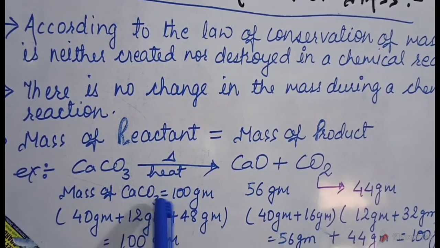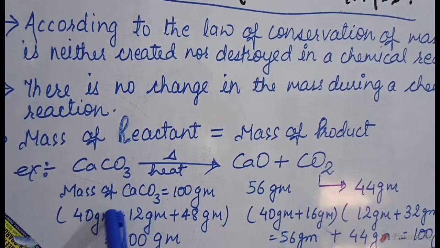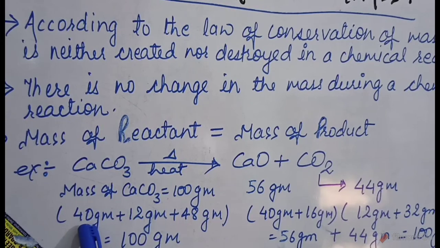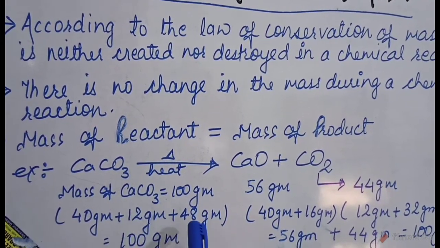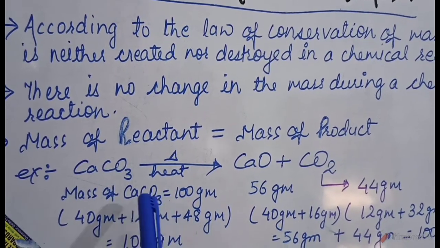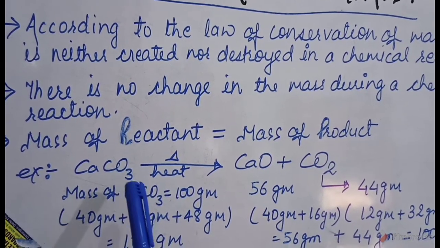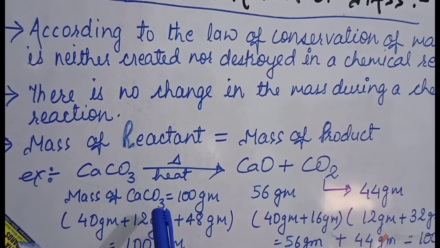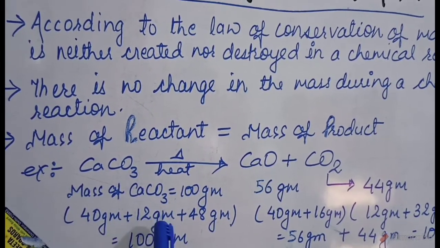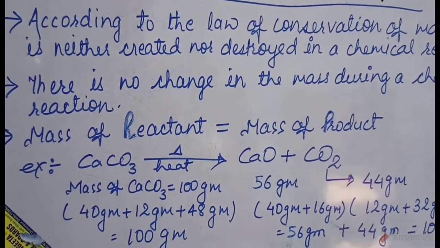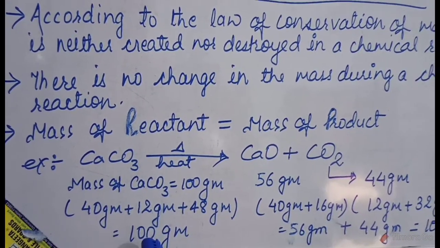It is the sum of the mass of calcium, carbon and oxygen. Here mass of calcium is 40 gram, carbon is 12 gram and oxygen is 48 gram, because here the oxygen is 3 and mass of one oxygen is 16 gram. So 16 into 3 is equal to 48 gram. When we add 40 plus 12 plus 48, then we get 100 gram. That means mass of calcium carbonate is equal to 100 gram.